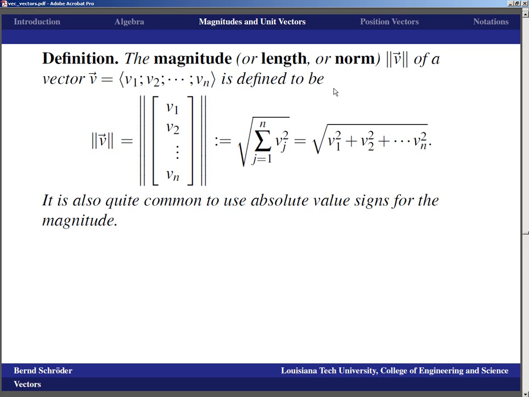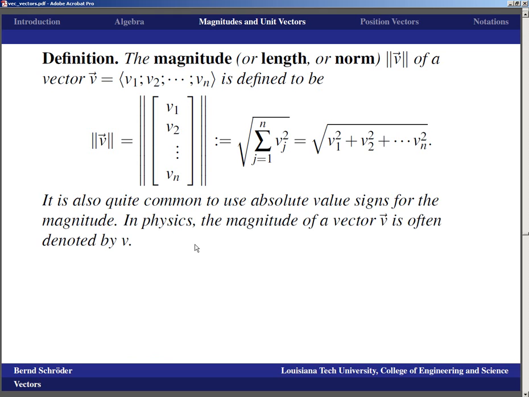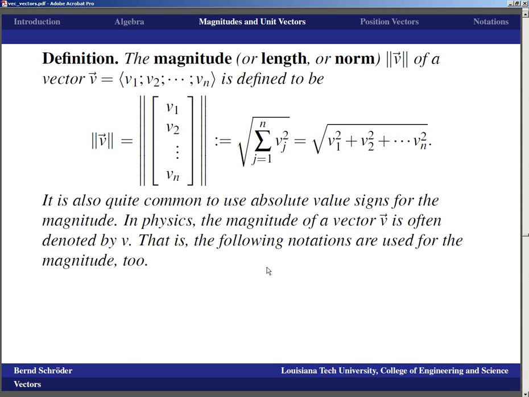In many calculus presentations, you will find the magnitude denoted with absolute value signs. I just like to denote the magnitude of a vector with a norm notation. In physics, the magnitude of a vector v is often denoted by the same letter, only without vector notation, and we're going to talk about that a little bit more also, because there is a lot of notation out there and we just need to be aware of it and then just go ahead and move on. And well, so for now, the following notations are used for the magnitude.